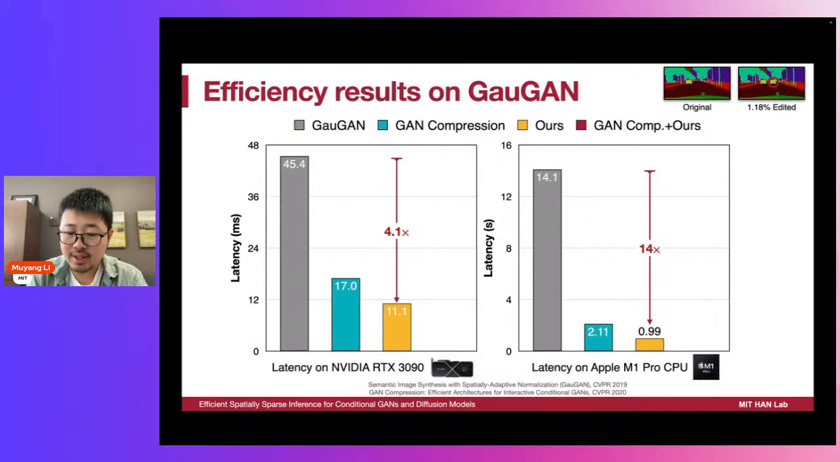Regarding efficiency, SIGE achieves a 4 times speedup on GAN on 3090 and 14 times speedups on M1 Pro CPU. When combined with GAN Compression, it further achieves a 38 times speedup on Apple M1 Pro CPU.